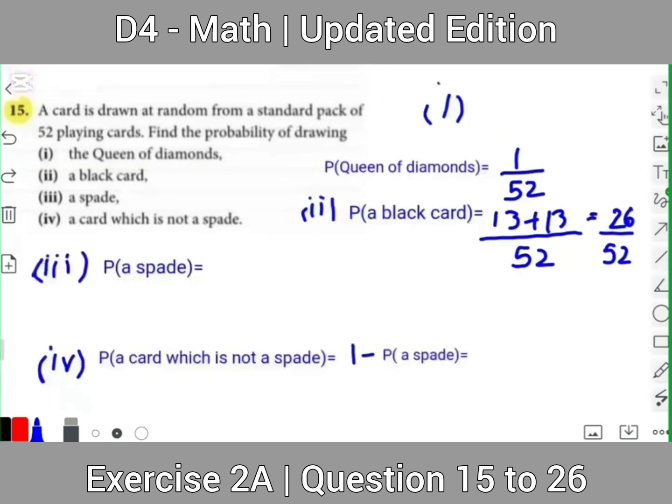Now we have to find the probability that a card drawn is black. Since all the clubs and spades are black, there are 13 spades and 13 clubs. So 13 plus 13 divided by 52 equals 26 over 52, and after simplification, it gives us 1 over 2. So the probability of drawing a black card is equal to 1 over 2.